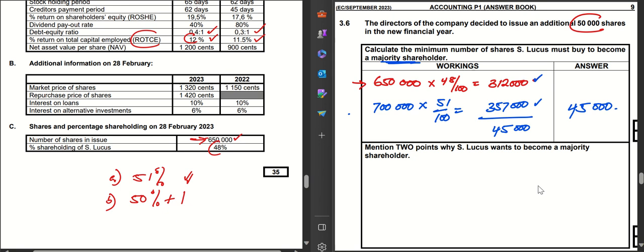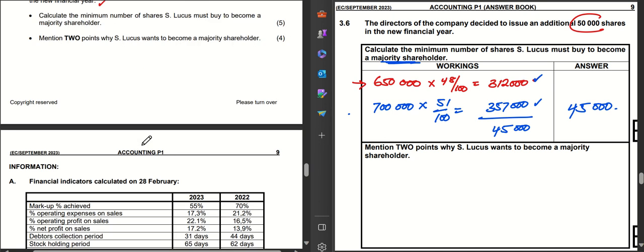So your answer, remember to bring it in that column there. He has to buy 45,000 shares. Okay, I've seen this kind of question coming very, very frequently. Please remember to practice these kinds of questions.